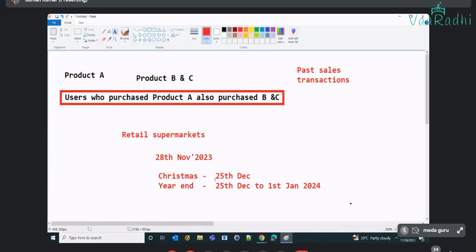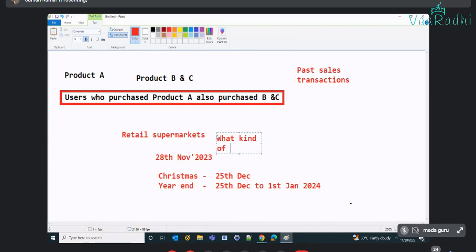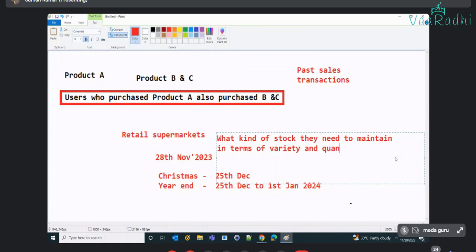So these retail supermarket people need to have some information in hand about the previous year's sales transactions to draw information like what kind of stock they need to maintain, both in terms of variety and quantity. Variety can be grocery or clothes or cosmetics, anything.